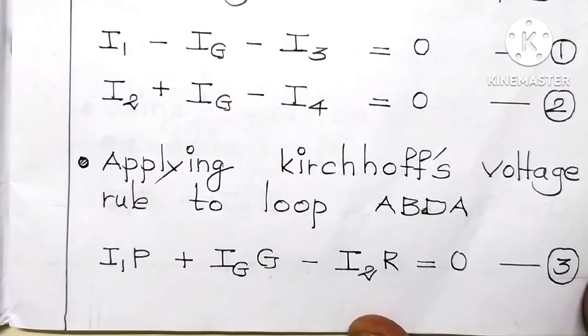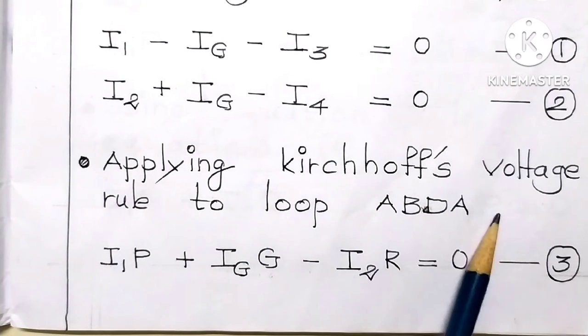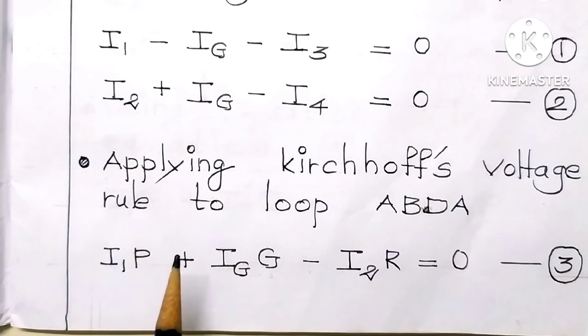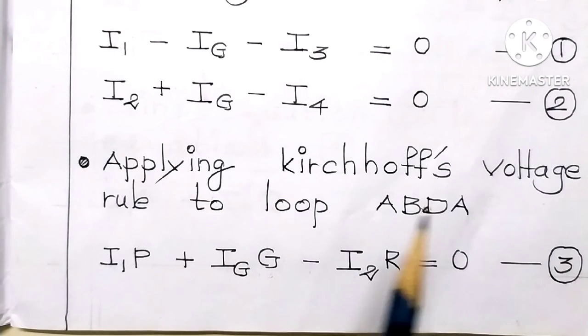Applying Kirchhoff's voltage rule to loop ABDA, we get I1P plus IgG minus I2R is equal to 0. Let it be equation number 3.